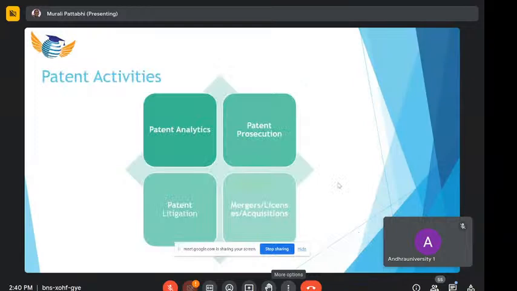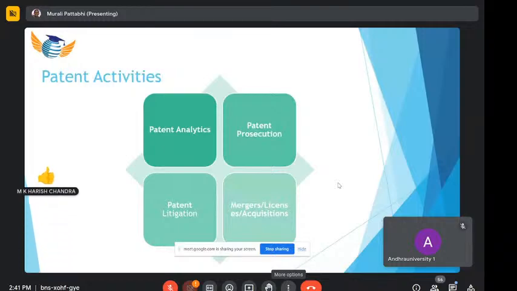We know that. And when you try to divide the patent activities in this firm, or for any company, the patent activities can be divided majorly into four. There might be n number of other activities as well, but if we try to categorize our patent activities, these can be termed as patent analytics, patent prosecution, patent litigation, mergers, licenses, acquisitions, etc.